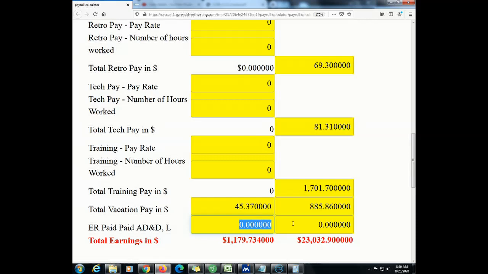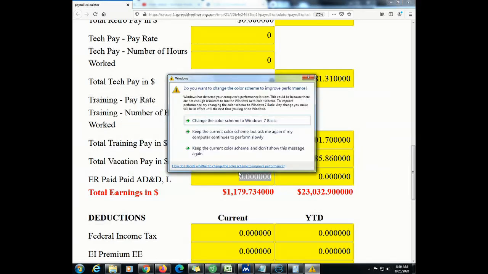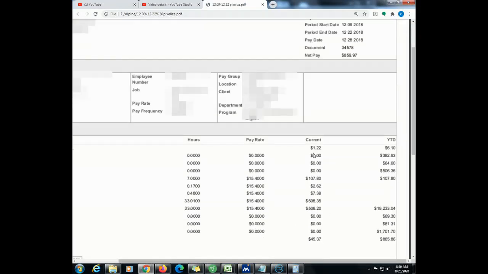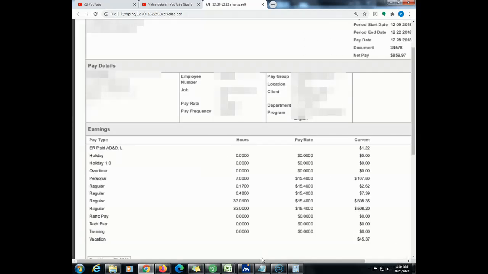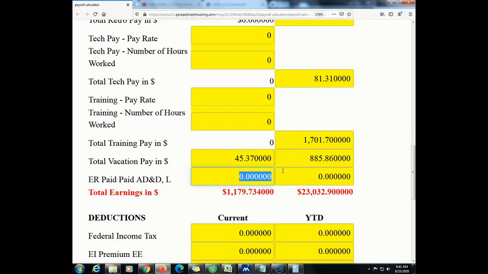And finally, you have your insurance. If your employer pays for your insurance, let's say your accidental death and dismemberment insurance, you will need to list this figure over here as well. So let's say your current figure is $1.22 and your YTD figure is $6.10.